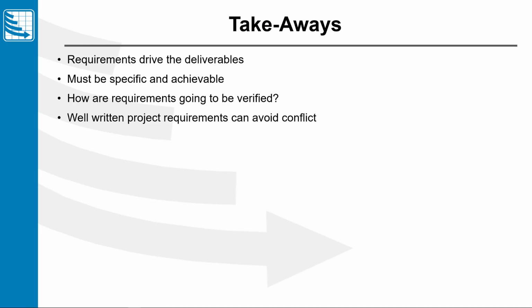And the requirements must be specific and achievable. We also have to identify how the requirements are going to be verified. And the final piece of this is well-written project requirements avoid conflict. The better your requirements, the more effective your requirements, the more likely you are to have project success. If you've got confusing requirements, then between the customer and the buyer, there's going to be confusion. And that confusion typically leads to some kind of legal action or some kind of lawyers getting involved, and we don't want to do that. So write your requirements effectively. This is just that high level.